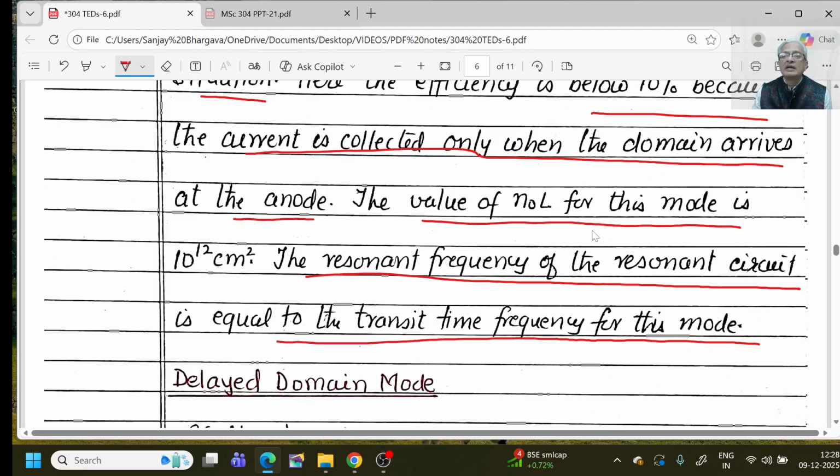Efficiency is relatively less because the current is collected only under one condition, when the domain reaches the anode. Here the value of N0L for this mode is 10 raised to power 12, and the resonance frequency of the resonant circuit is equal to the transit time frequency for this mode.